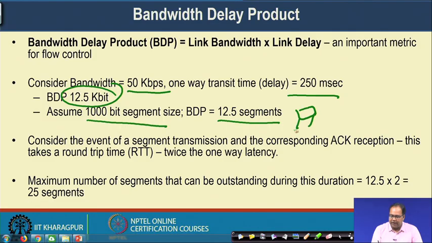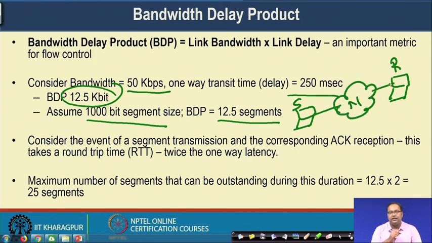You have a sender here and a receiver here, and in between you have the network. The sender and receiver are connected. You transmit a data frame and you get the corresponding acknowledgement. This total time, from the moment you have transmitted the data to the moment you have received the acknowledgement, this timing difference gives you the round trip time, or RTT.